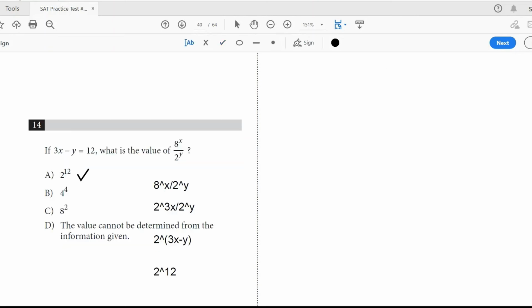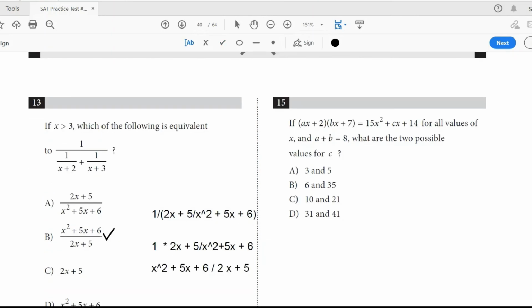All right, let's move on to number 15. If ax plus 2 multiplied by bx plus 7 equals 15x squared plus cx plus 14, for all values of x, and a plus b equals 8, what are the two values of c? Looking at this, we have to first find out what c equals. And the way we solve this is quite simple.